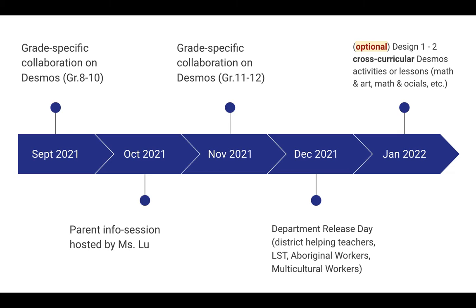Now here is a brief timeline of how I will implement this. I know it is tied with the time, but in September, we have grade-specific collaboration. This is for grades 8 to 10. I have scheduled it in the proposal, if you're willing to check that out for a more detailed timeline.